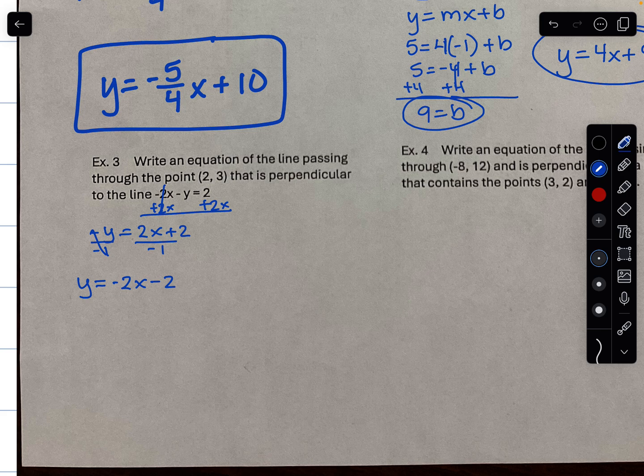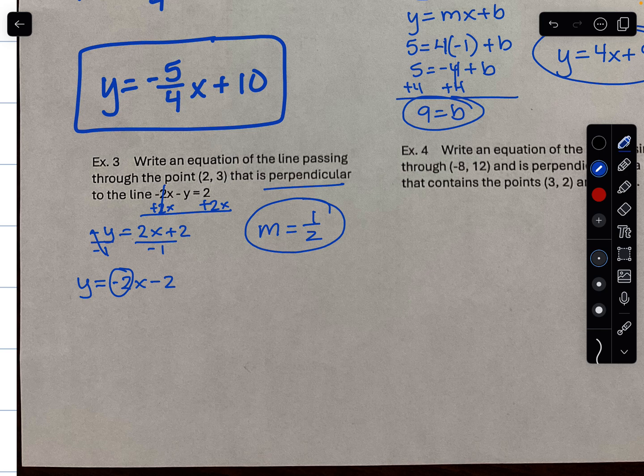Then I kind of have to read and see what it is asking me for. It wants me to write an equation that is what? Perpendicular. So what slope am I going to want to use? Positive 1/2. Okay? I would write that over to the side, that I'm going to use positive 1/2.